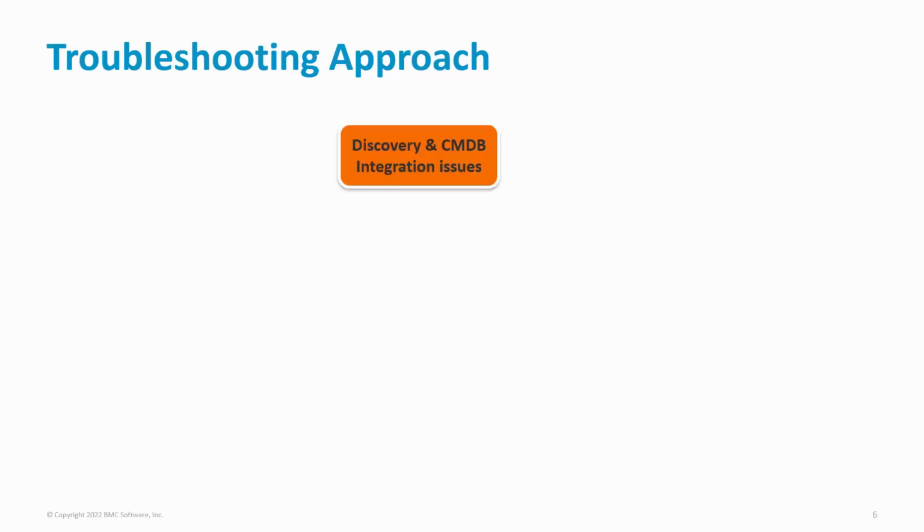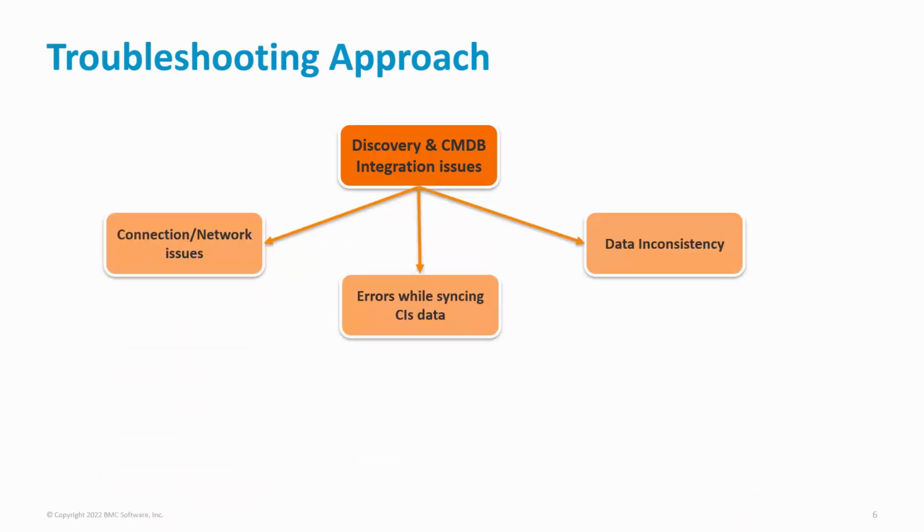There are three types of issues that you might face while working with Discovery and CMDB integration. The first one is a connection or network issue, where Discovery cannot connect to the CMDB when using the connection type AR or CMDB API or CMDB REST API. The second issue is where Discovery is able to connect to the CMDB, but while syncing, we are getting some errors. These errors could be specific to one CI type or could be happening for all the CIs that we are trying to sync. And the third one is data inconsistency.